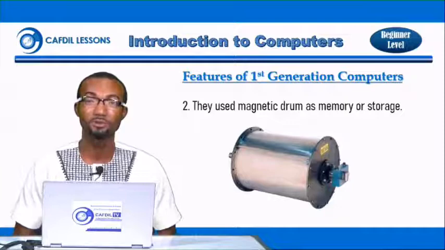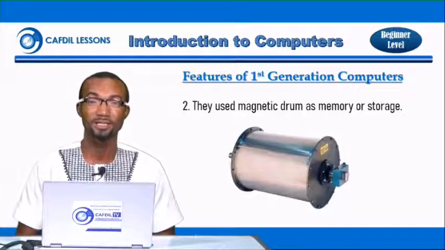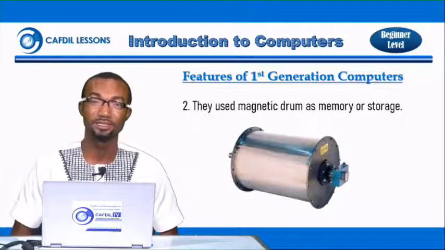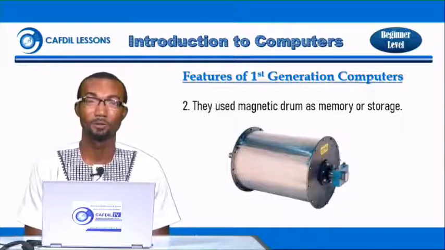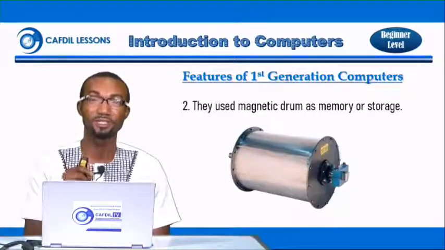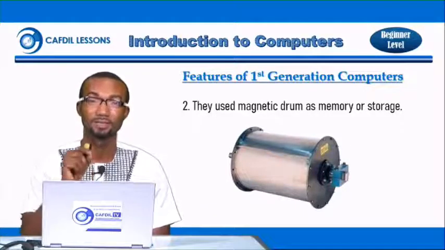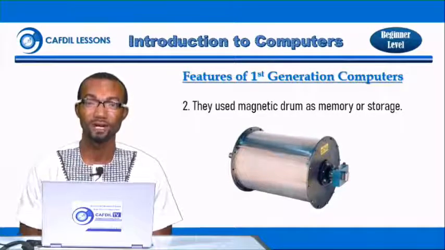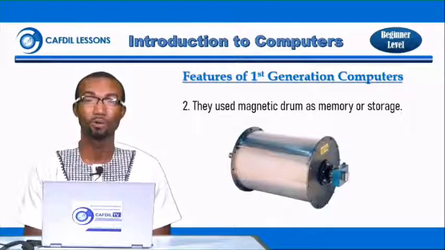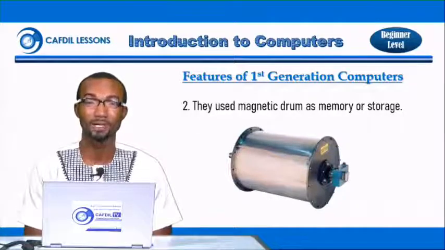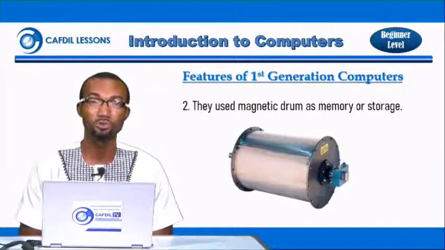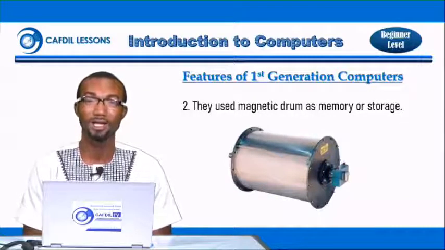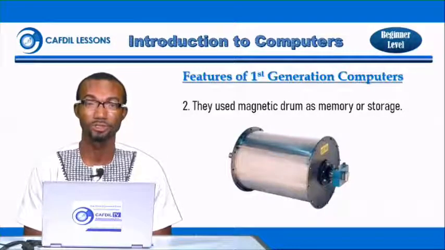Today, you came to meet pen drive, memory card, CDs, DVDs, and the rest. But during the first generation, when computers started, this was the memory or the storage device used. And they were called magnetic drum, as you see on the screen. So first generation computers used magnetic drum as memory or storage.